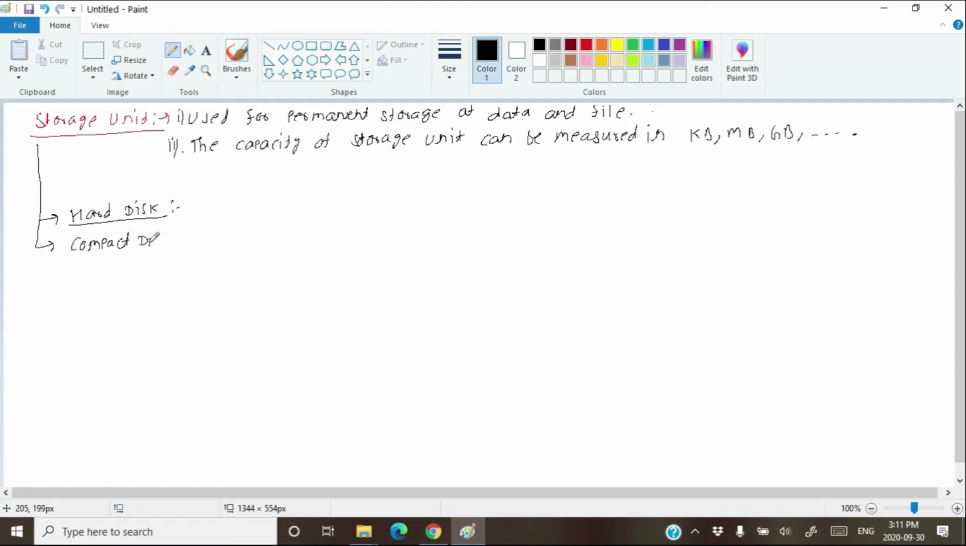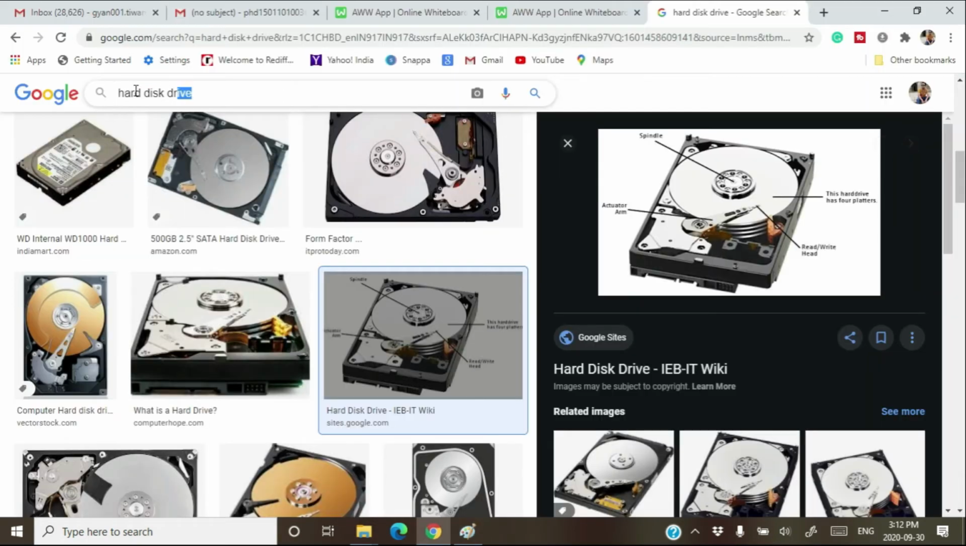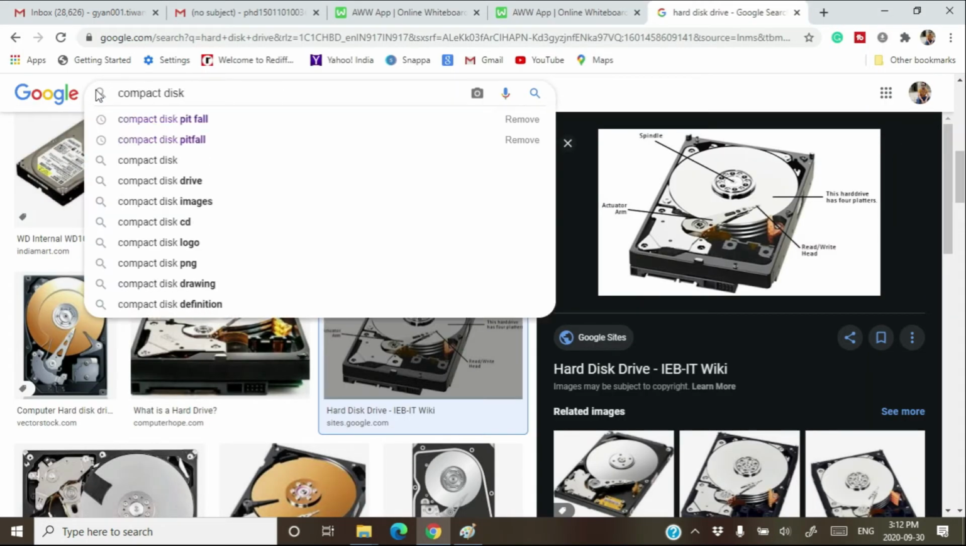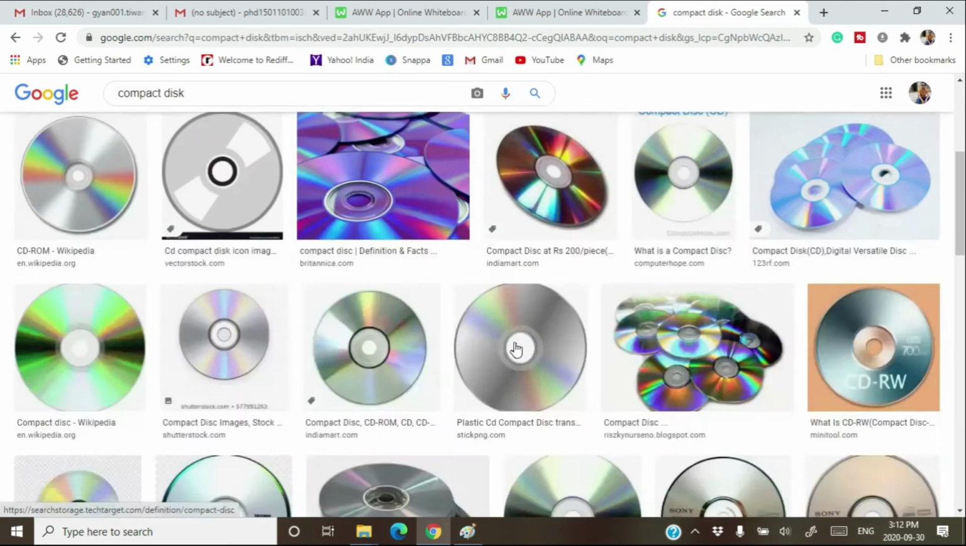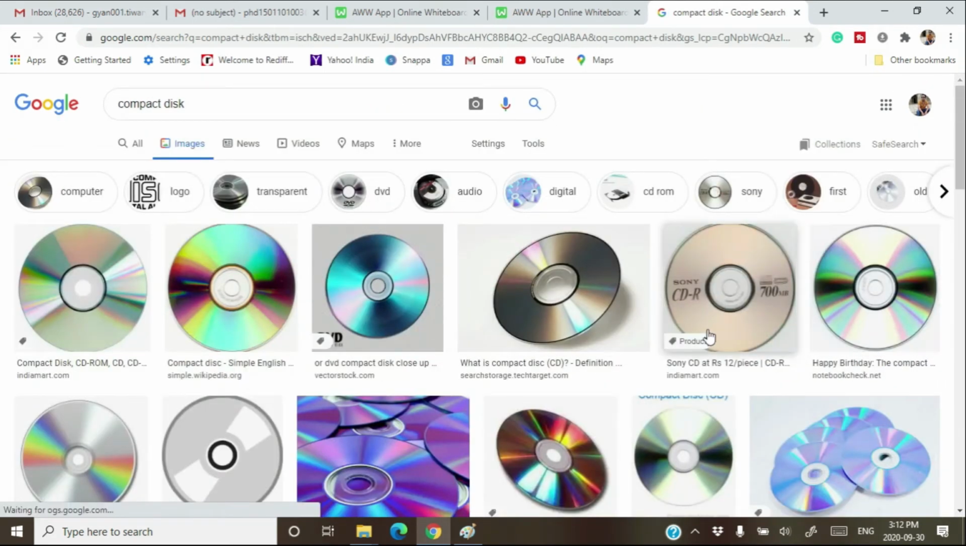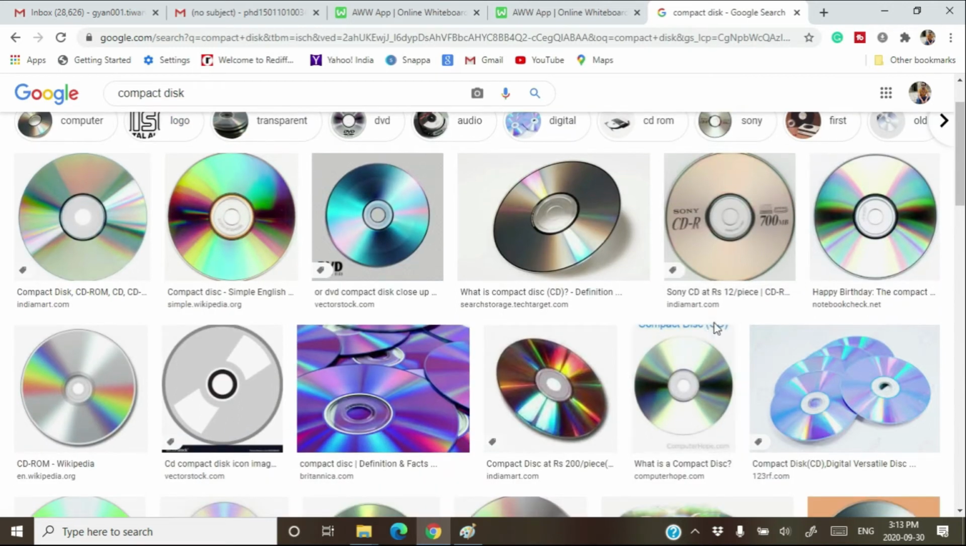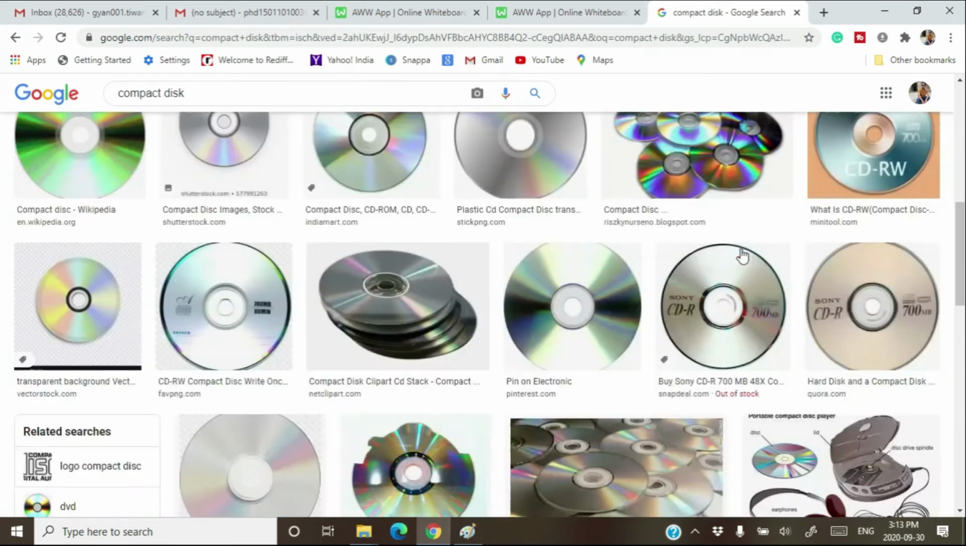Compact disk uses optical media. The compact disk is also called CD. CD uses optical media to store the data. Let's see how the compact disk works. Let's search for the compact disk. Press enter. And this is the compact disk. You must have seen the compact disk. The normal size of one compact disk is 700 MB.